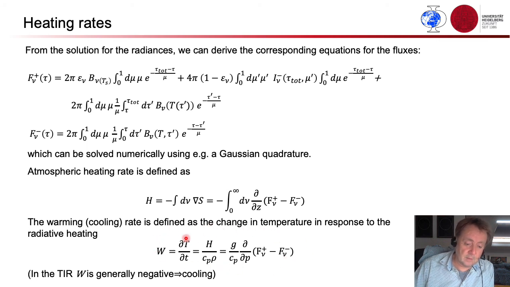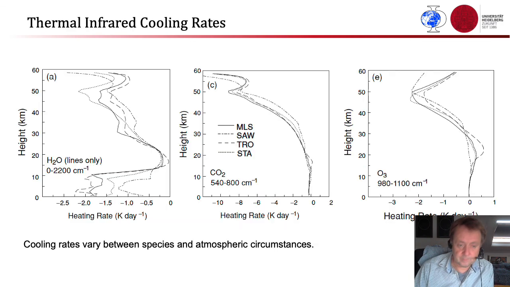In the thermal infrared, this warming or cooling rate is in general negative, which means that we have a cooling effect, we lose energy. And let us have a look at how this cooling rate looks for certain absorption bands. So in this view graph we see calculations of the thermal infrared cooling rate of water vapor absorption on the left, CO2 absorption in the 15 micrometer band, and ozone. The ozone absorption, you remember, is at the 9.6 micrometer band in the spectrum.